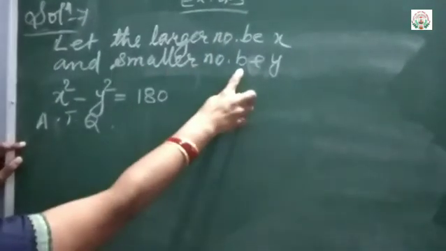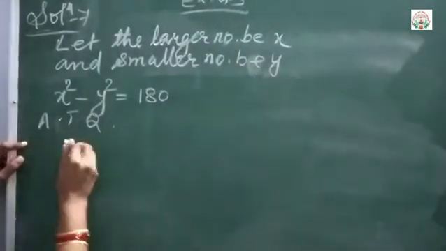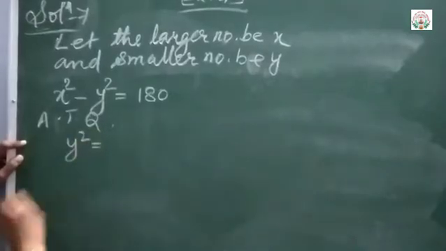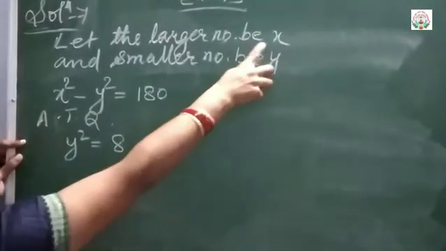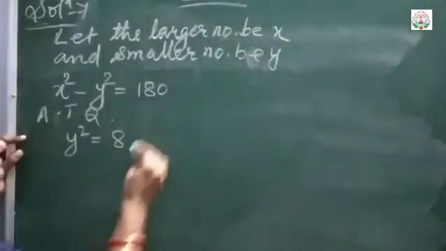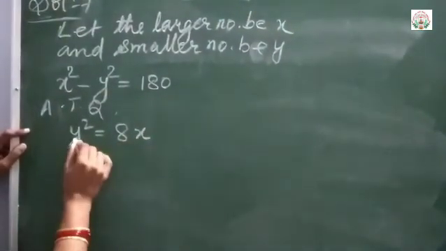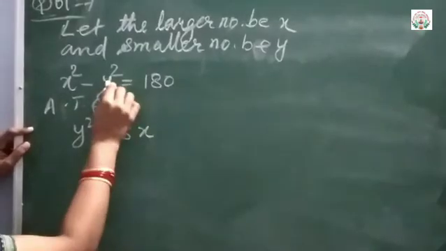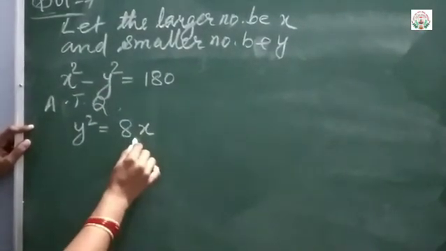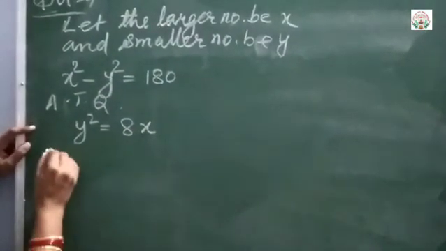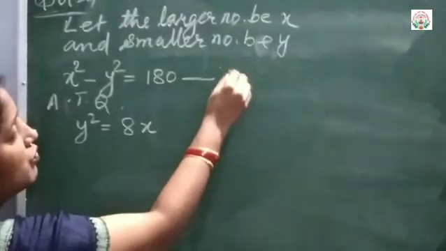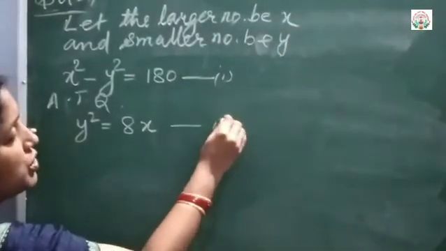So what is the smaller number? y. So y square equals to what? 8 times the larger number. What is the larger number? x. So wherever we have y square, we will put in this equation what? 8x. Okay. So mark this as equation 1 and this as equation 2.